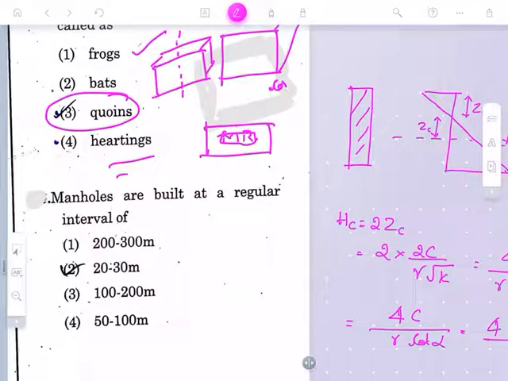Next, manholes are built at intervals of normally 20 to 30 meters.